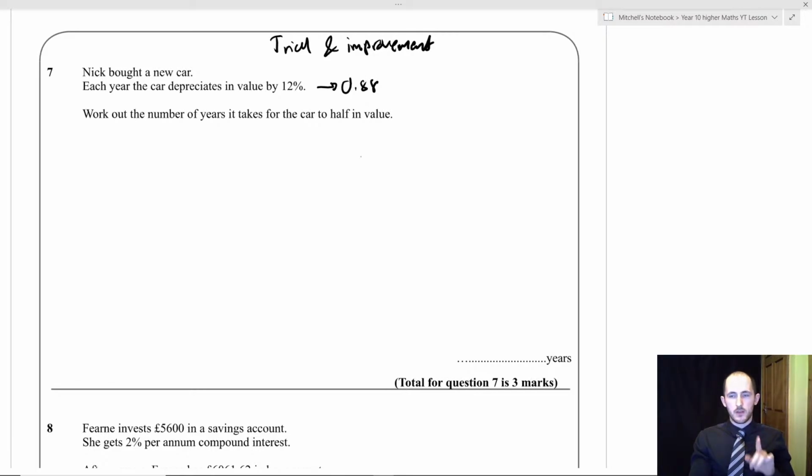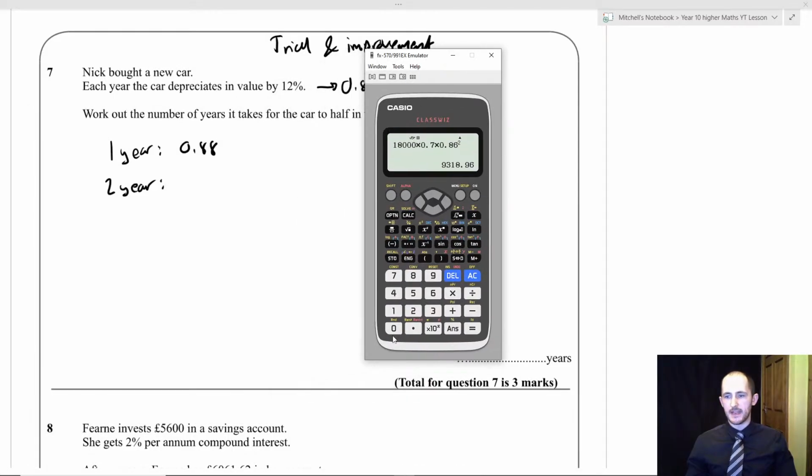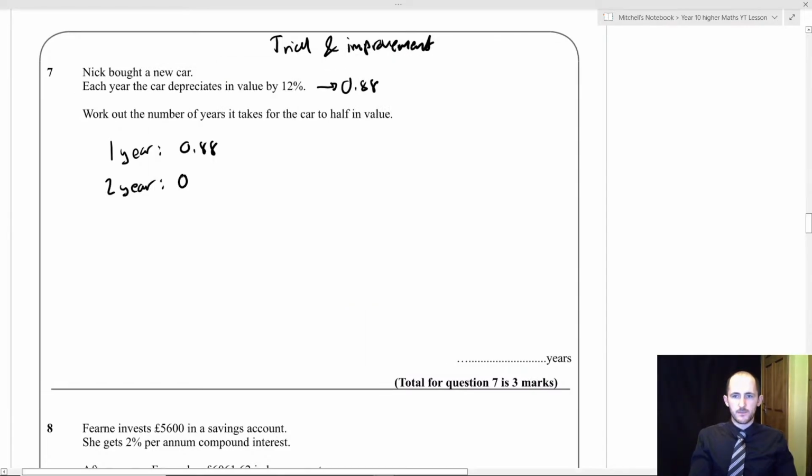Now, each time we apply this, so after the first year, it's gone to 0.88 of its initial value. The second year, the way I work out what percentage it's going to be is I do 0.88 squared, because it's 88% of 88%. And that gives me 0.77. Okay? So I need to keep going. For it to halve in value, it needs to go down to 0.5. Okay? Third year, I'm doing 0.88 cubed.